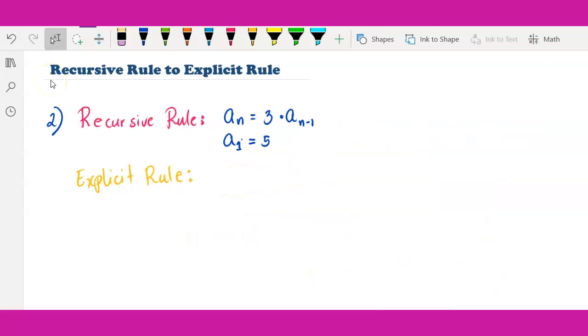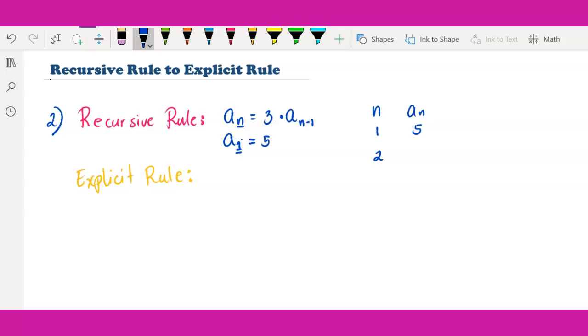Let's take another example of writing the explicit rule from a recursive rule. This time it will involve multiplication. So the recursive rule is a sub n is equal to 3 times a sub n minus 1. The first term is 5. So when n is 1, a sub n is 5. Okay? When n is 1, a sub n is 5.